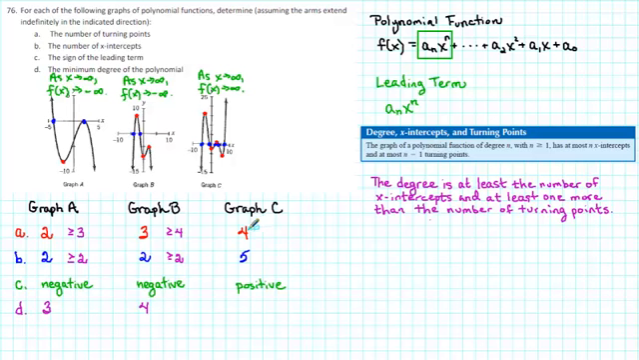For graph C, the number of turning points is 4, therefore the degree of the polynomial must be at least 5. The number of x-intercepts is 5, so the degree of the polynomial once again must be at least 5. In this case, both the numbers are the same, so the minimum degree of the polynomial is 5.